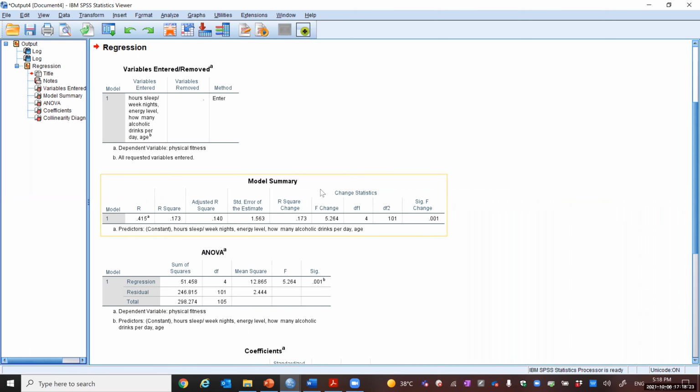Now, in the first place, you will get a model summary. You see here, the R square is 0.173, which is 17.3%. Now, what does this mean? What does this 17.3% mean? Anyone? I told you a couple of minutes ago. If the R square is 17.3%, what does it mean?